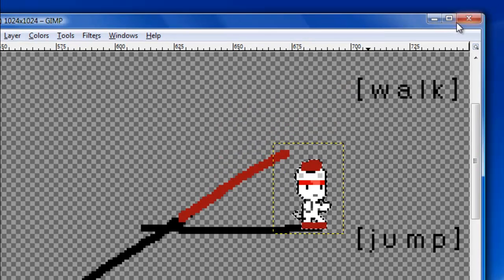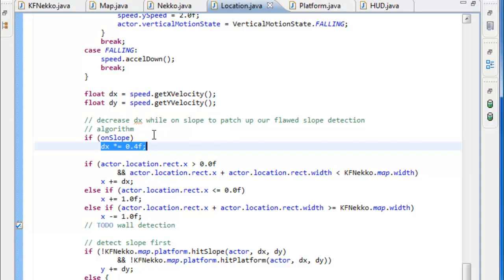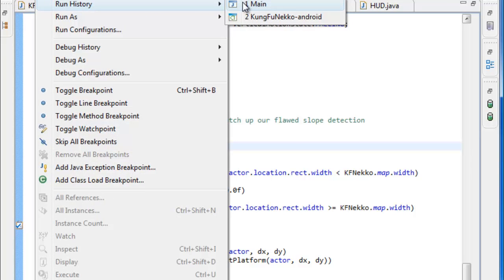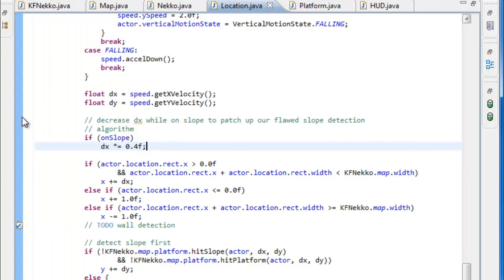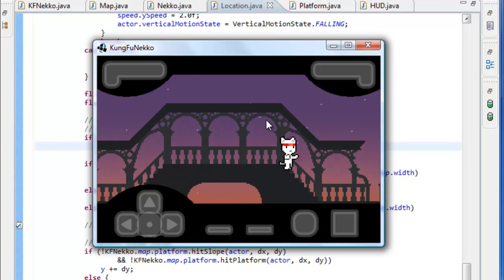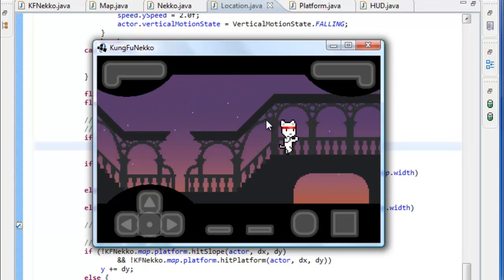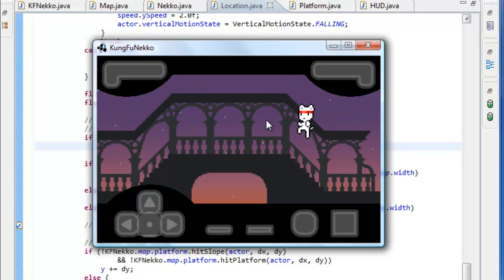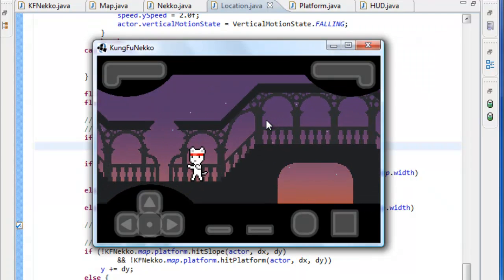So I hope that kind of made sense. If not, I'm sorry. That's the best explanation I can give you. And with this, we now have a working platform and slope detection. Right? Whee!